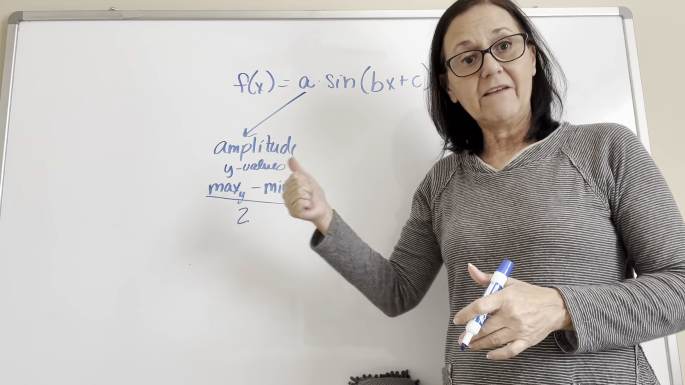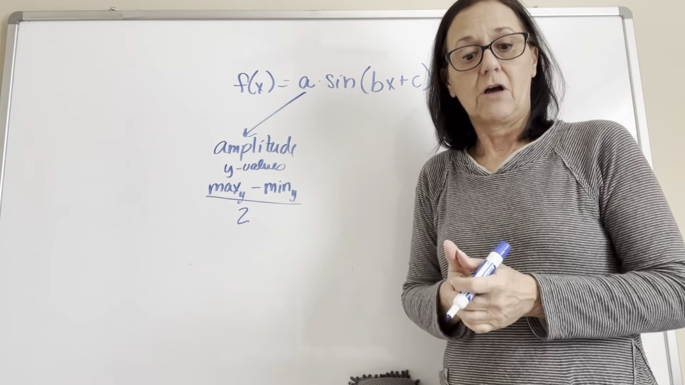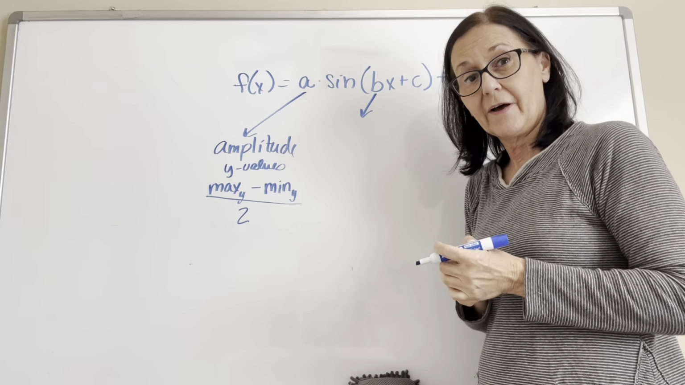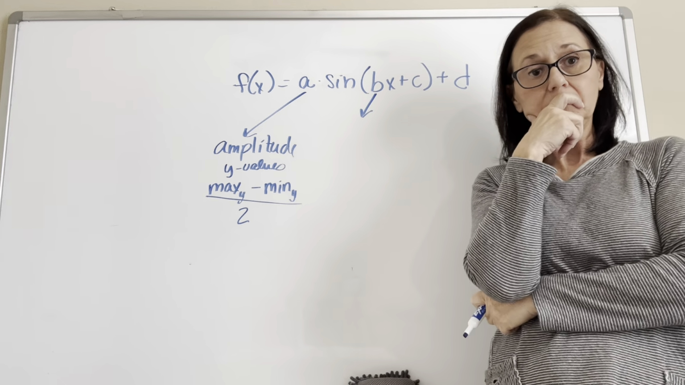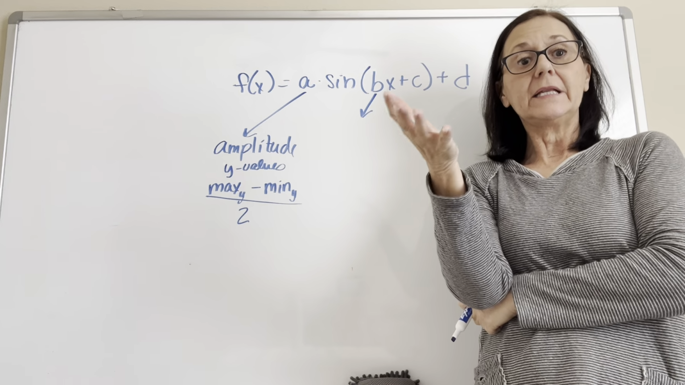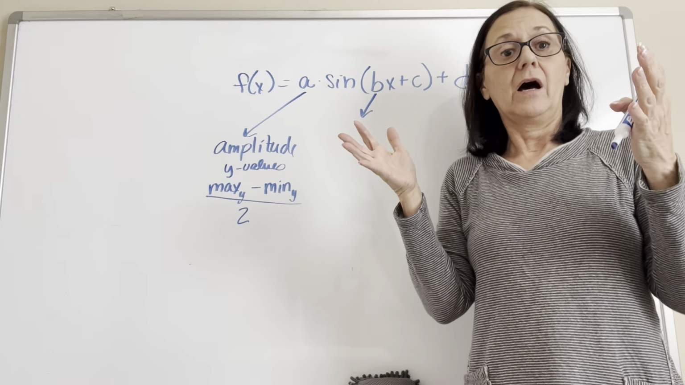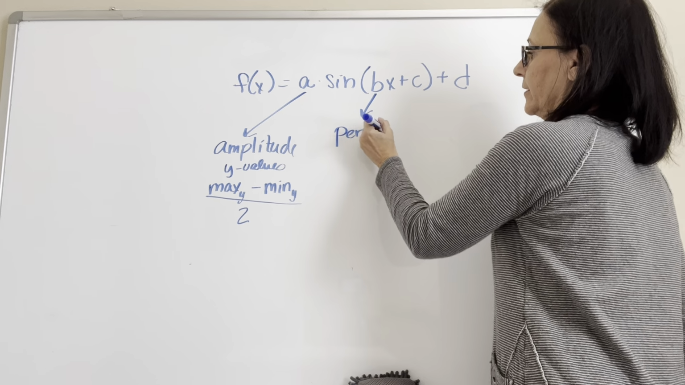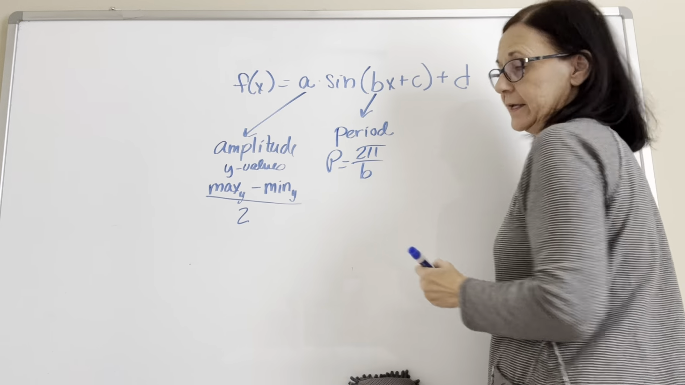So that a value, the value in front of the sine or cosine or tangent, is always your amplitude. The b value helps us determine the period. The b value tells us how many cycles between 0 and 2 pi that the curve completes. So b helps us to calculate the period. And remember, the period is 2 pi over b, right?